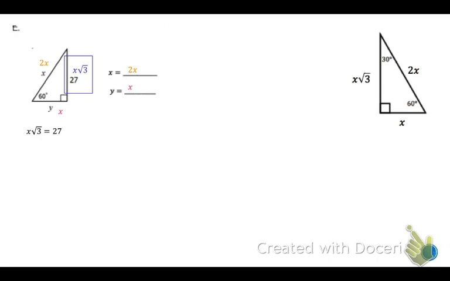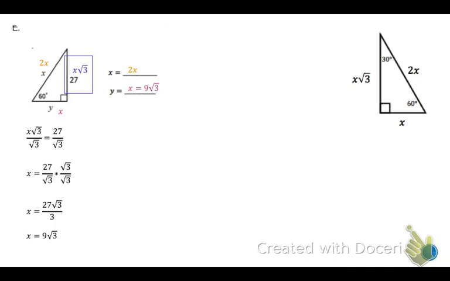So I have x square root of 3 equals 27. Divide both sides by the square root of 3, and I get x equals 27 over the square root of 3. Then we have to rationalize the denominator. So I'm going to multiply by the square root of 3 over the square root of 3. So 27 times the square root of 3 is 27 square root of 3. The square root of 3 times the square root of 3 is just 3. Then you just have to reduce that. 27 divided by 3 is 9. So x equals 9 square root of 3.